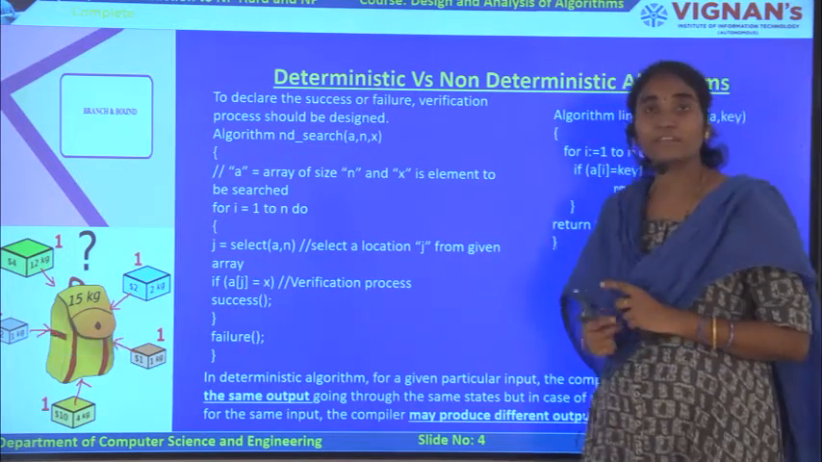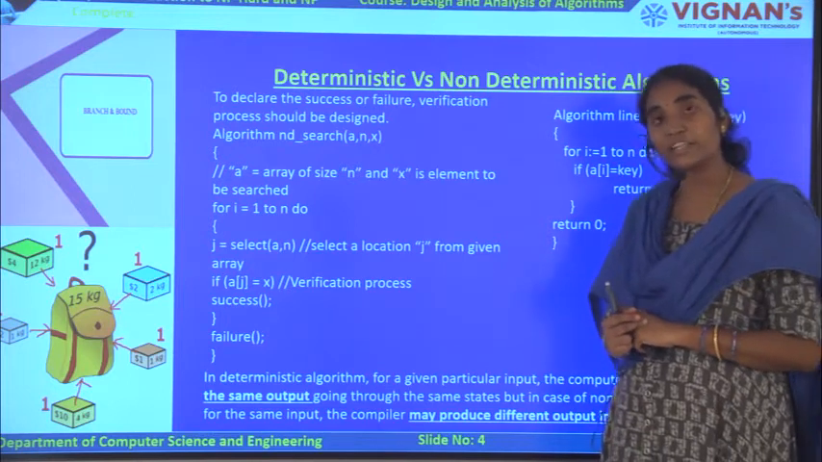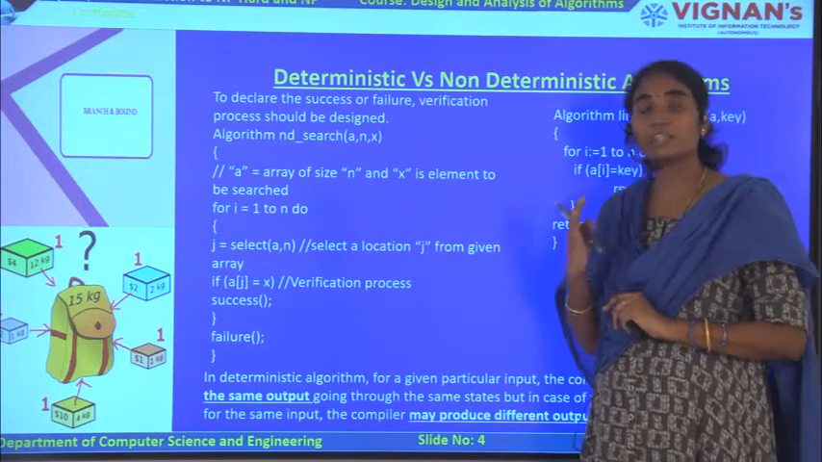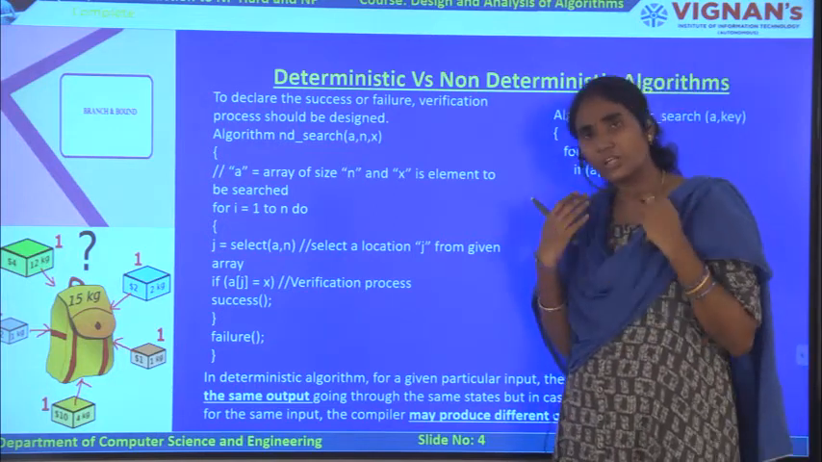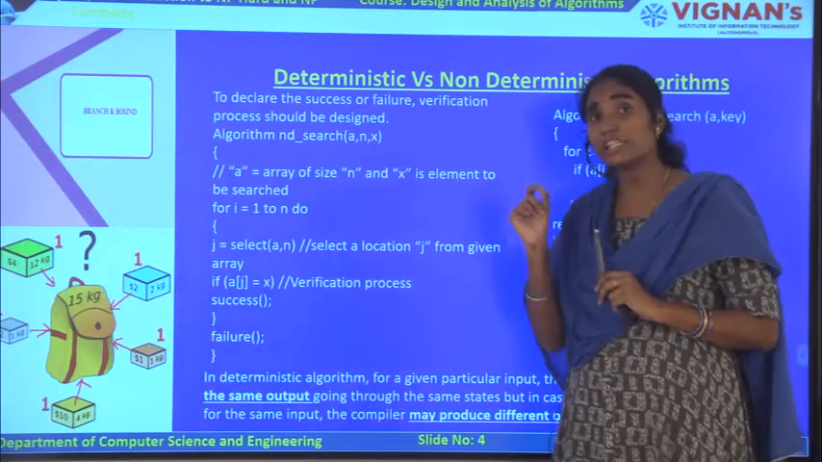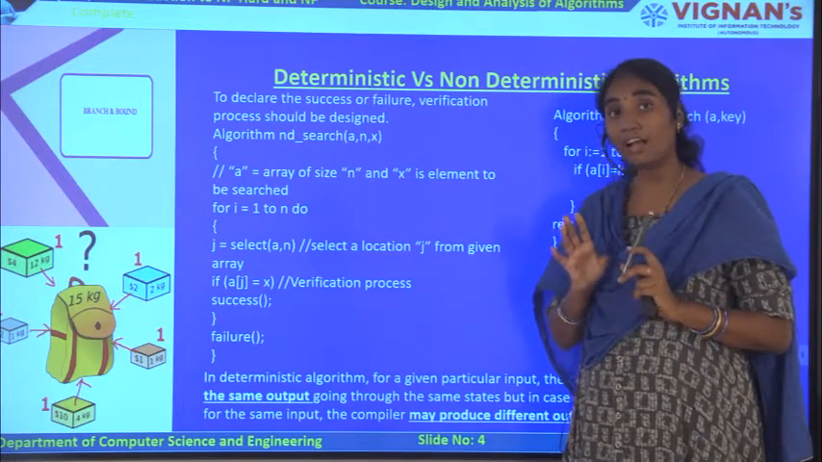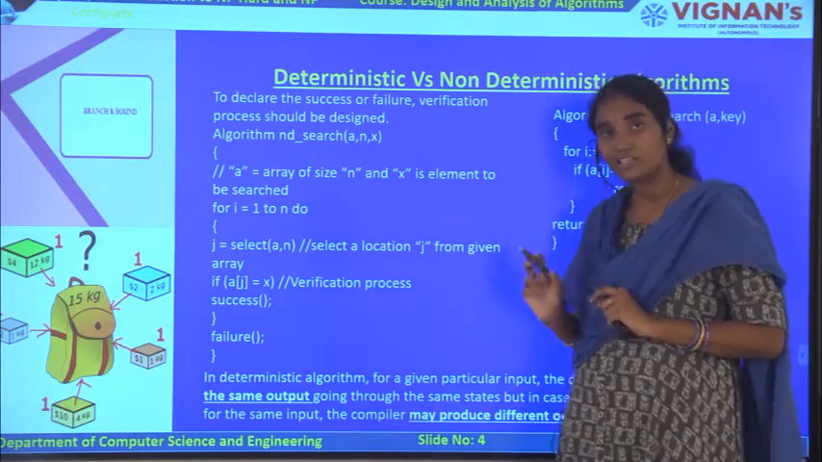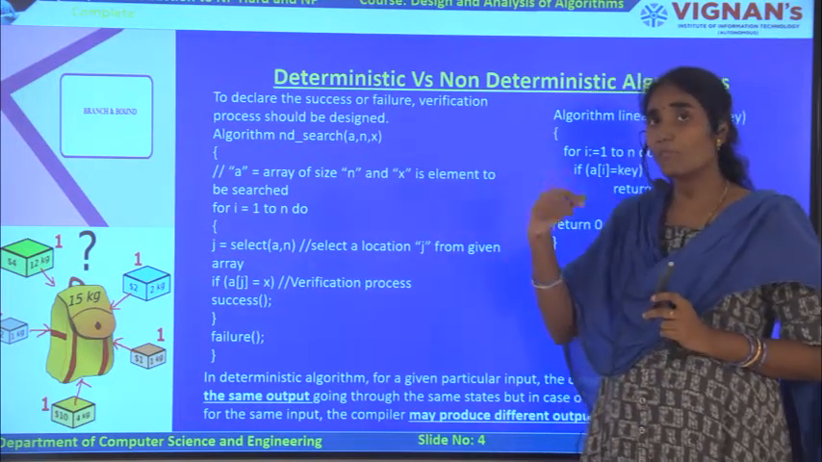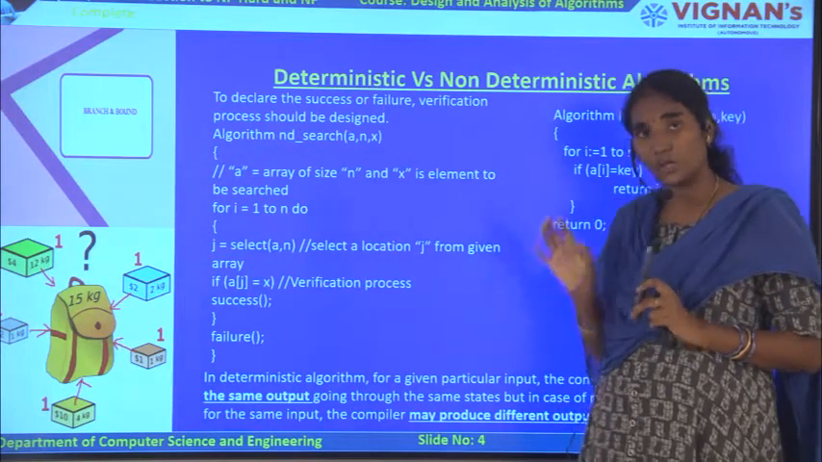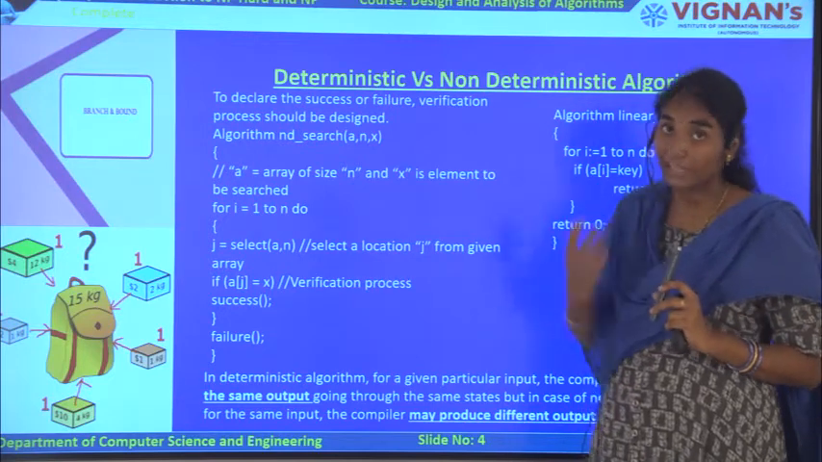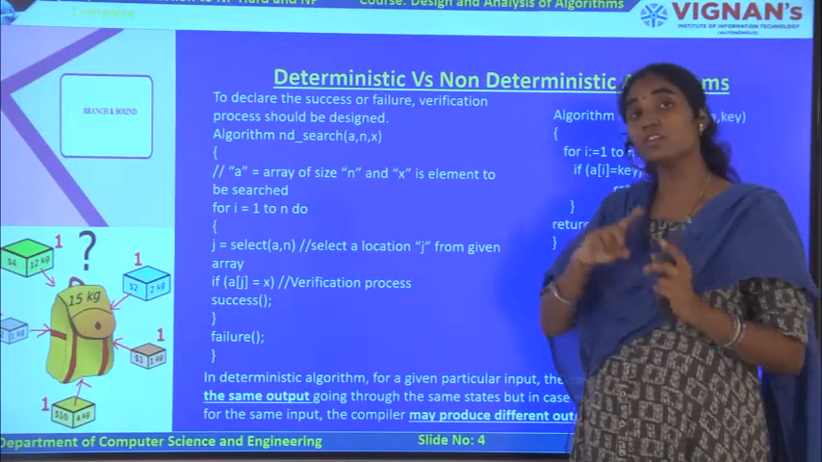So now let's have a look at deterministic and non-deterministic algorithms. Coming to deterministic algorithms, all those we have seen till now are deterministic algorithms, where each and every statement is clear and unambiguous. Whatever input we give, we get an output, such that every time, for any number of attempts with the same input, you will get the same output.